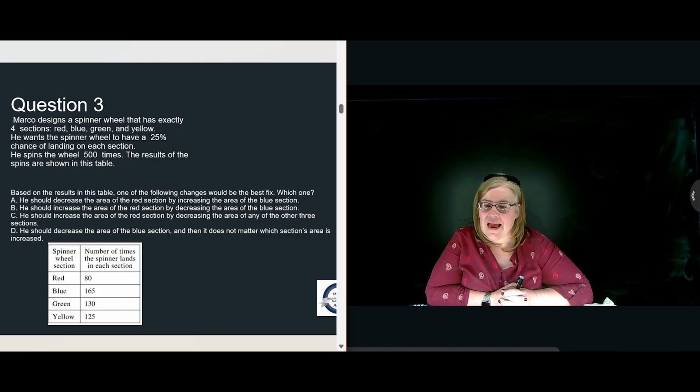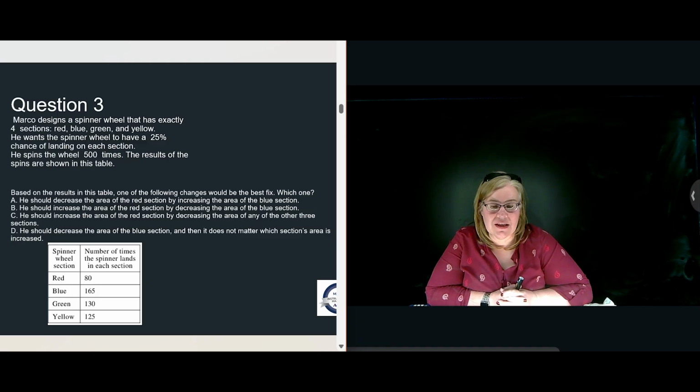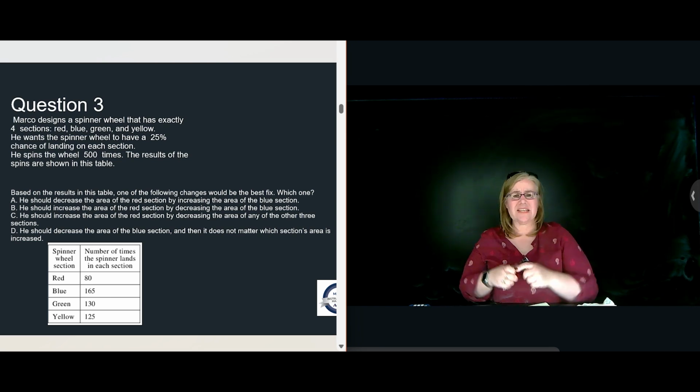Which one? A, he should decrease the area of the red section by increasing the area of the blue. B, he should increase the area of the red section by decreasing the area of the blue. C, he should increase the area of the red section by decreasing the area of any of the other 3 sections. D, he should decrease the area of the blue section, and then it does not matter which section area is increased. So there's our options. Let's go to the math.